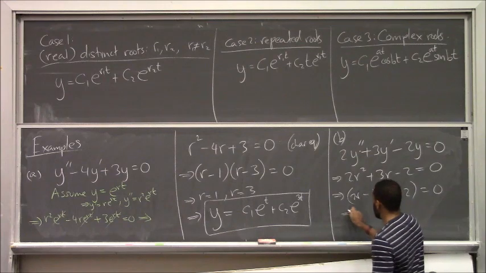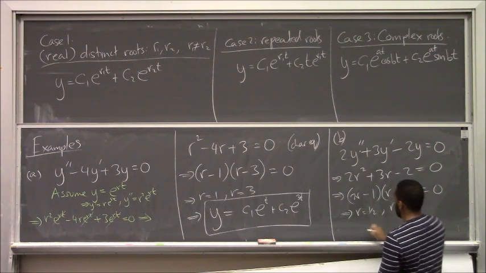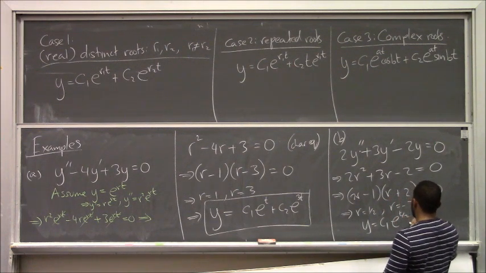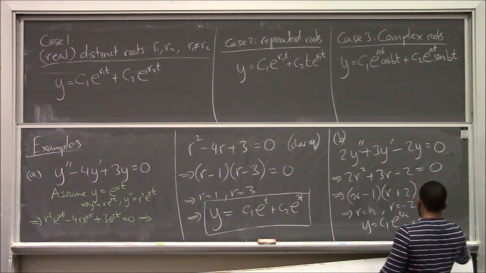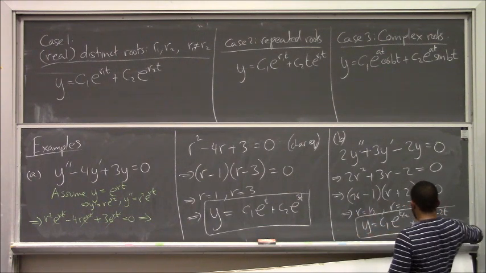That actually works. So here I get r equals 1/2, or r equals minus 2. So your y is equal to c1 e to the t over 2 plus c2 e to the minus 2t. That's your solution right there.